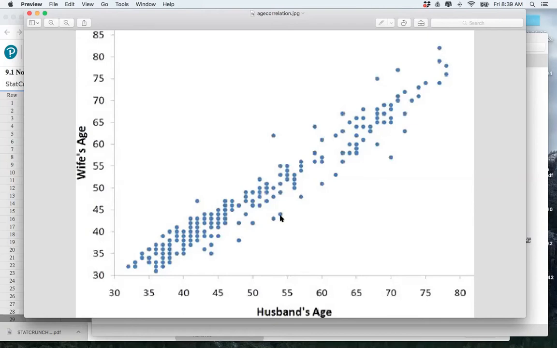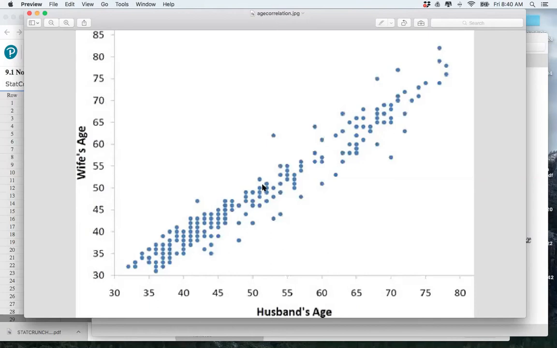Each dot here has two variables associated with it. For example, say this dot right here looks like the husband's age is 54, 55, and the wife's age maybe about 44, okay? And if we look at the overall pattern of the dots, that's what we're after. Is there any pattern? And if there's a pattern, then there's a relationship between the two variables.